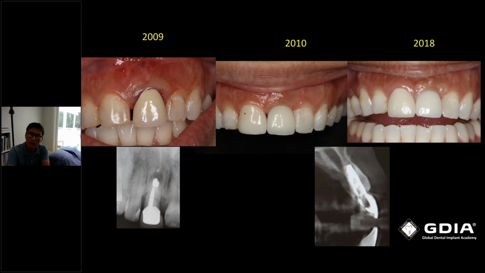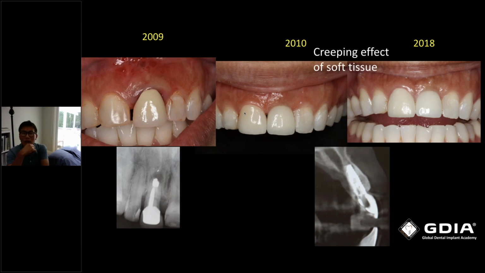So when I look at about 2018, 8 years later, I look at the panoramic. At that time we didn't have a 3D CT, but then we took a CBCT, combined CT, and you can see the nice, good volume of the bone on the facial. You know that 2 millimeter rule, right? We're going to discuss that later.